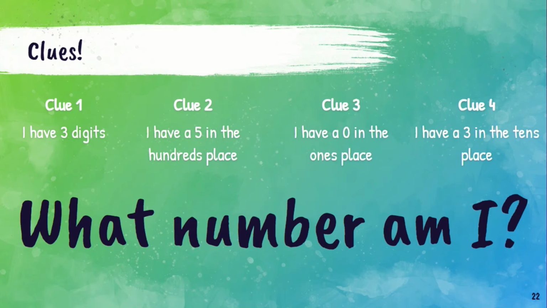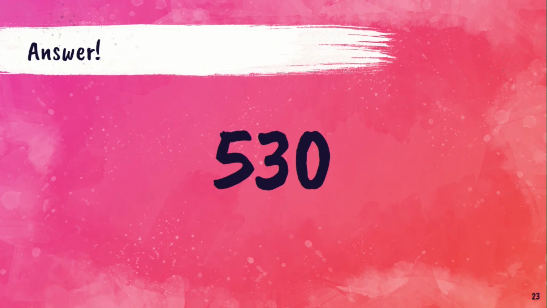I'll read your clues again. Clue 1, I have 3 digits. I have a 5 in the hundreds place. I have a 0 in the ones place. And I have a 3 in the tens place. What number am I? And the correct answer is 530. If you got that right, go ahead and dance.